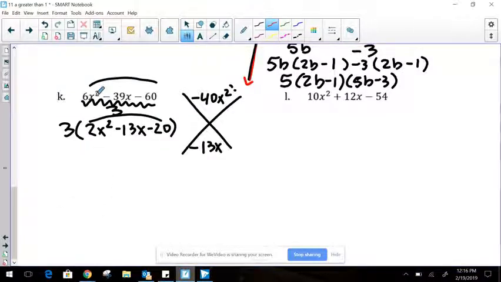Okay, and there we have it. That's a is greater than 1. So now we can factor almost anything.